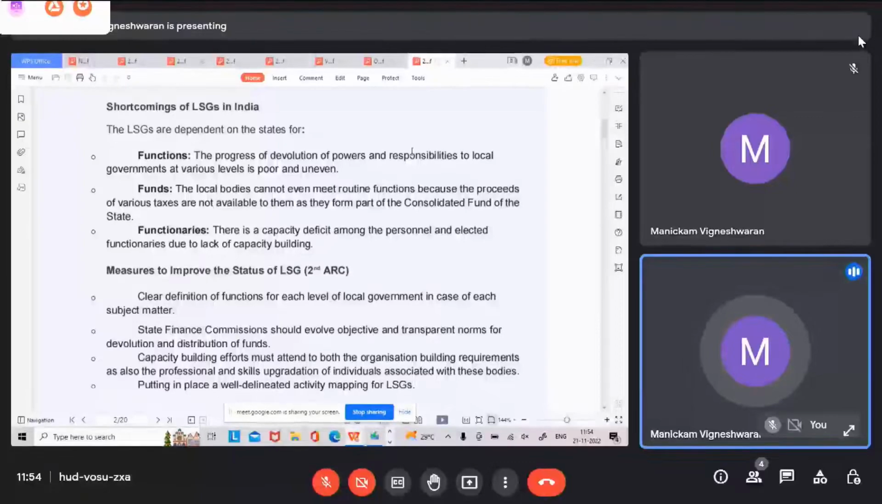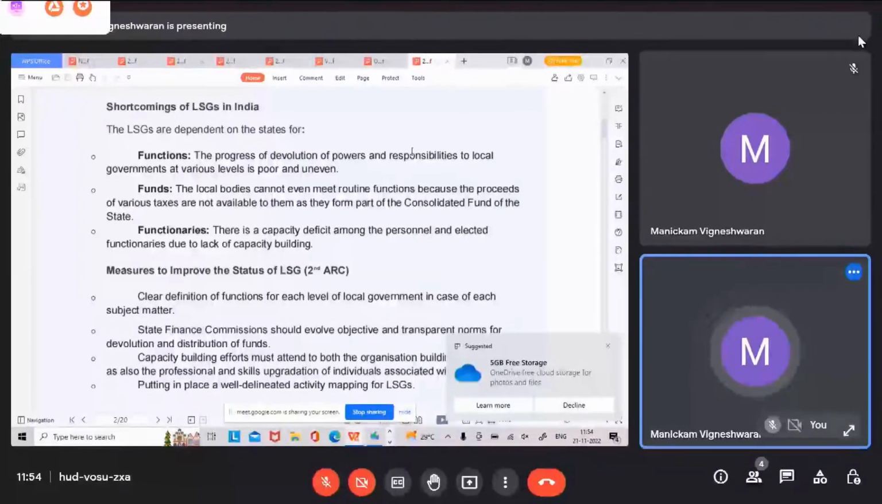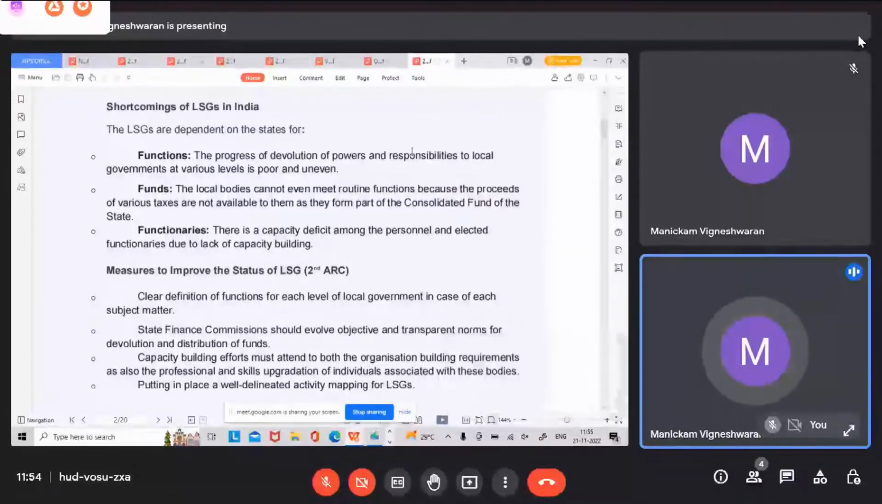Next one, funds. The local bodies cannot even meet routine functions because the proceeds of the various taxes are not available to them, as they form part of the Consolidated Fund of the State. Functionaries: there is a capacity deficit among the personnel and elected functionaries due to the lack of capacity building.